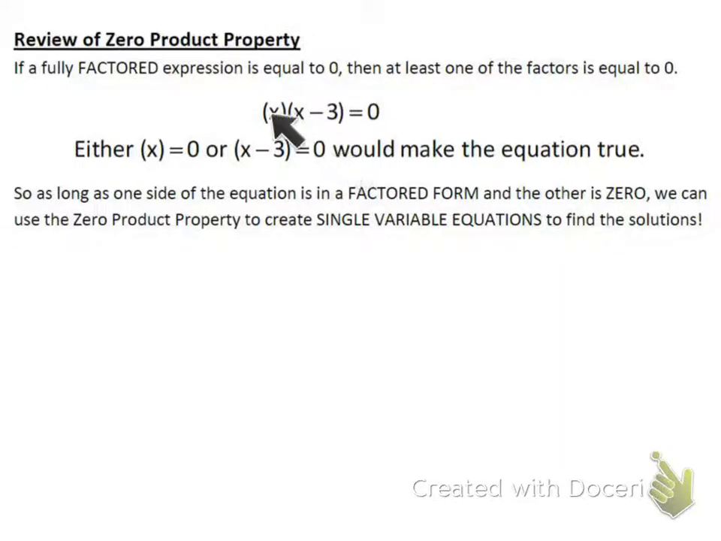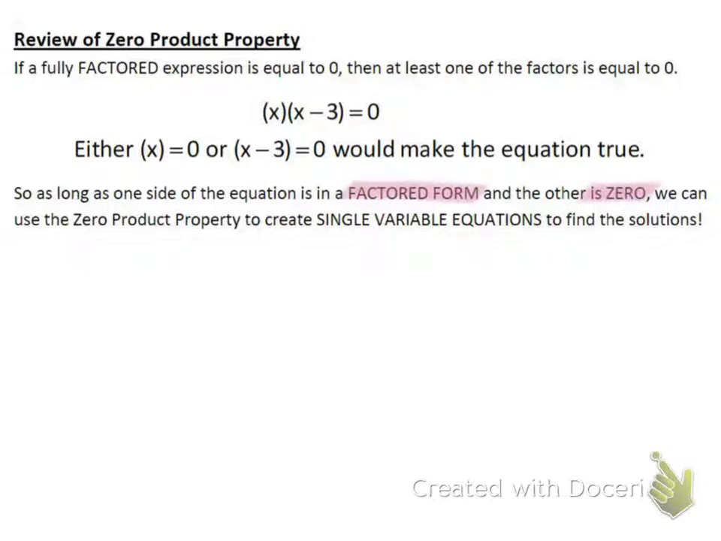So, for example, we have an example here of a fully factored expression on the left and zero on the right. So what this is telling us is that either one of these factors could be equal to zero. So x could be zero or x minus 3 could be zero. At least one of those will make the equation true. Now, since we don't know which one, we are going to assume that both will make the equation true. That allows us to solve quadratic equations using the zero product property.